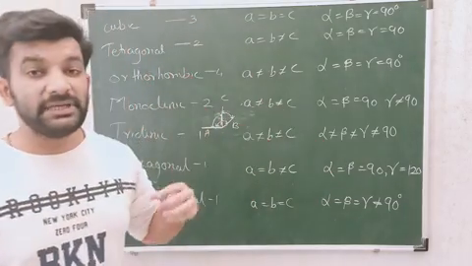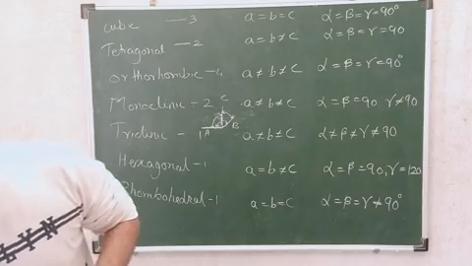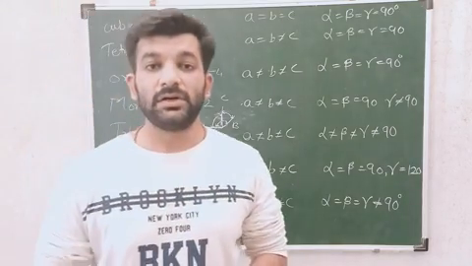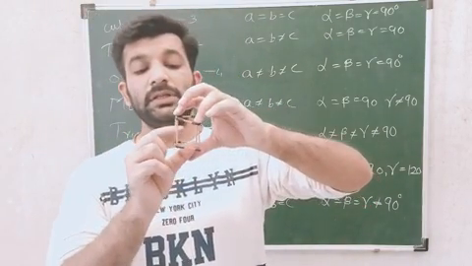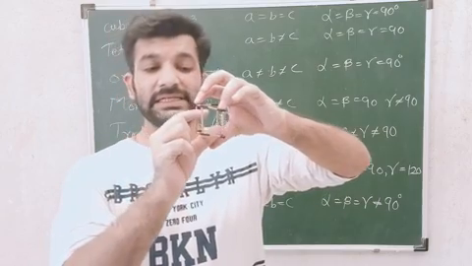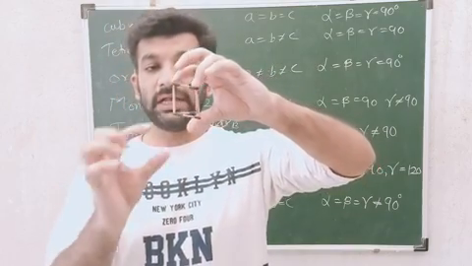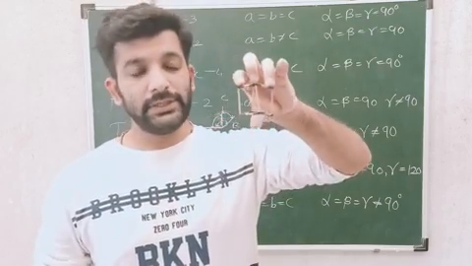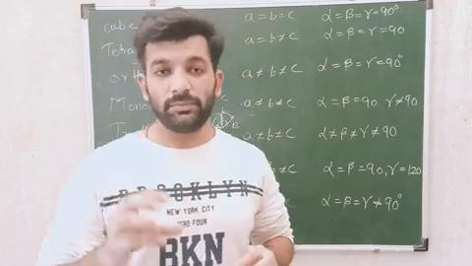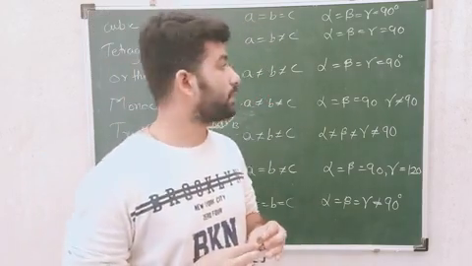Next is what? Third type is what? Body centered. Sorry, body centered means what? The whole atom is present at the center of that structure or crystal unit. That is known as what? Body centered crystal unit.